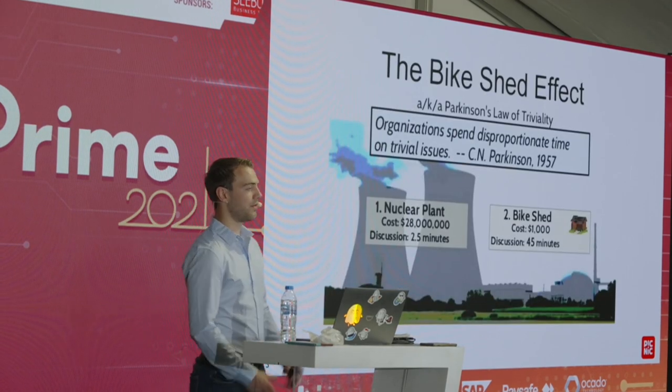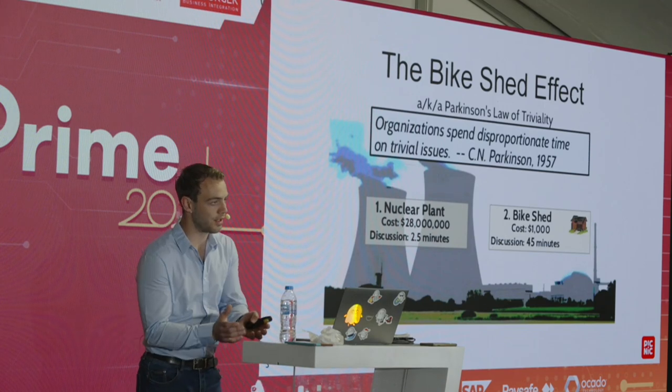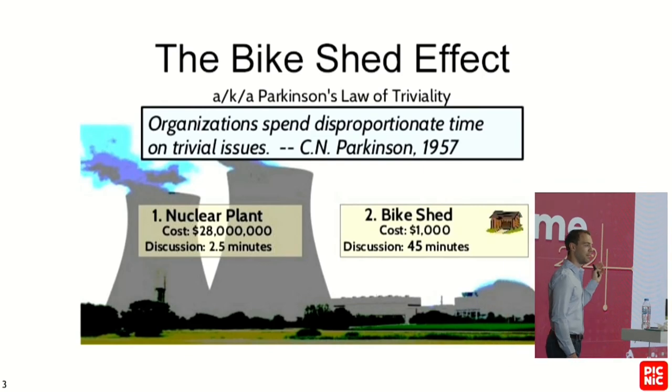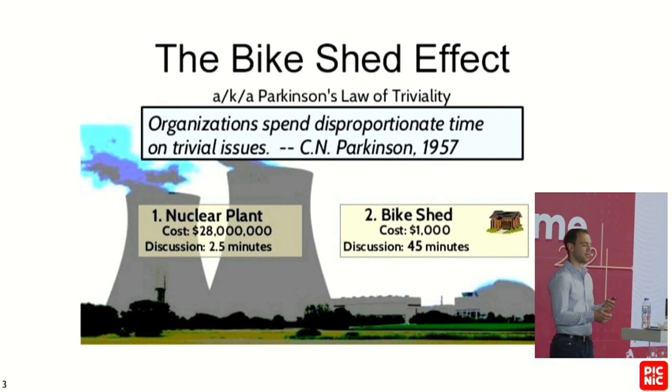So, one of the things that we really try to prevent is having long discussions about trivial issues. And there's a name for that, and that's the bike shed effect. In the example, you see that they're building a nuclear power plant, and there are not many experts on a nuclear plant. So it costs a lot of money to build it, but because there are not many experts, not a lot of discussion is going on there. But on a bike shed, many people can have an opinion, and as a result, a lot of discussions are happening while it costs only little money compared to the nuclear plant.